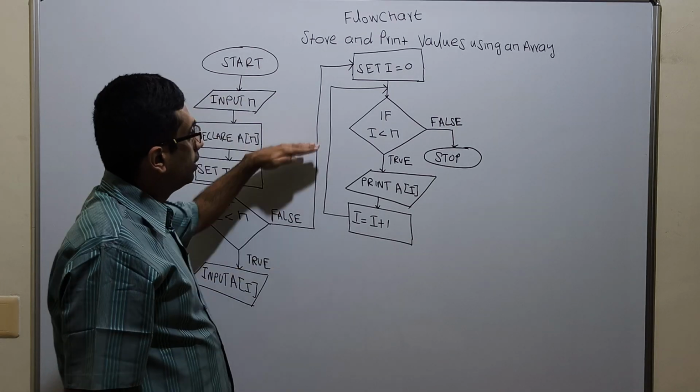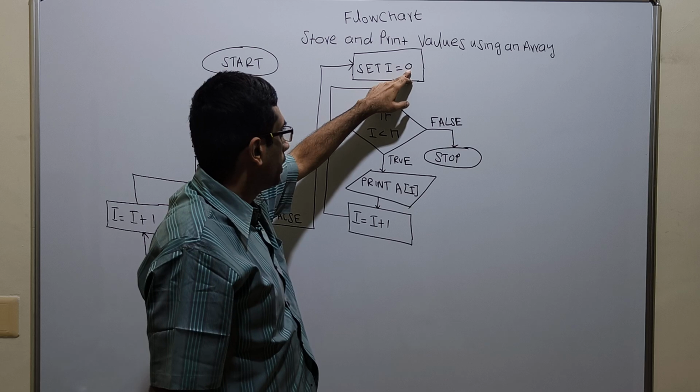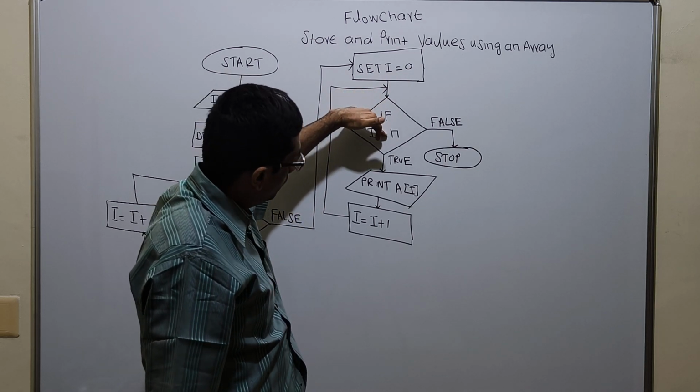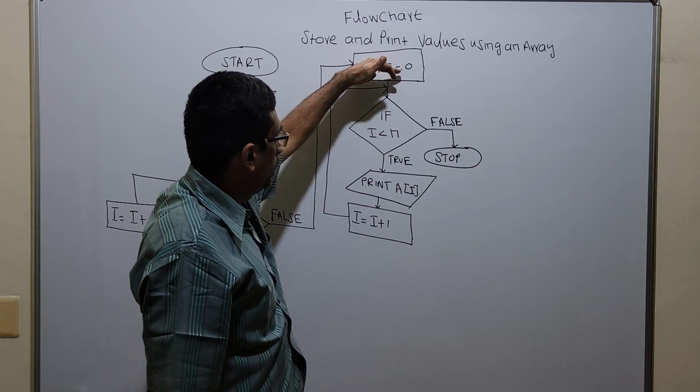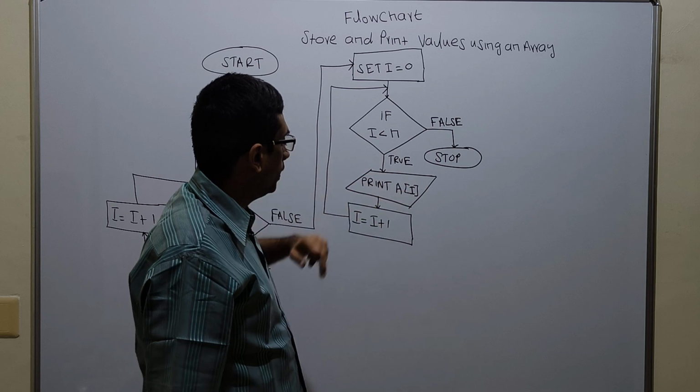In such a case, again I am initializing the value I equal to 0. This is to print the results in the array. I am checking the condition if I less than n. If this is true, print a of I. Initially I equal to 0. A of 0 will get printed. The value in the index position 0 of the array will get printed.